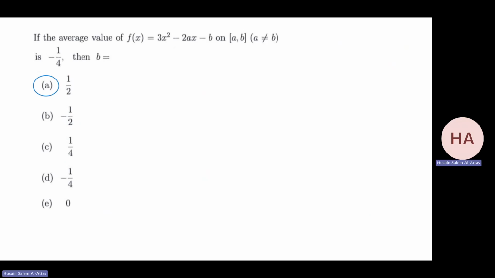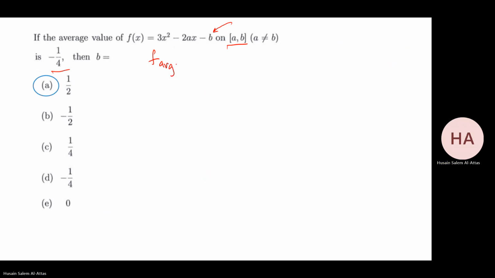Next one. If the average value on this is minus 1 over 4, find b, where a is not equal to b. Okay, let us do the calculation. Now he made it complicated. Also, he put b here. He put a and b. Do the calculation. Okay, let us see what will happen.